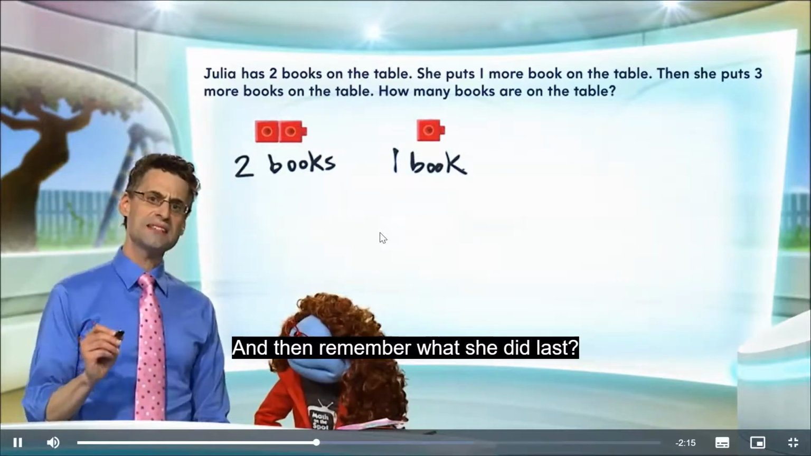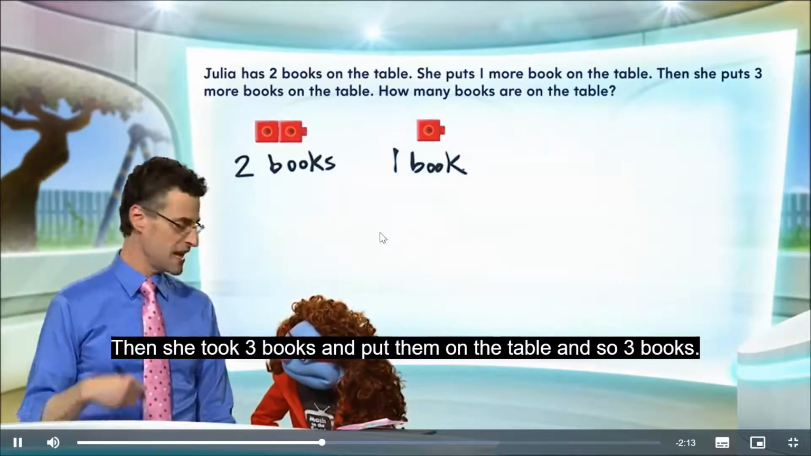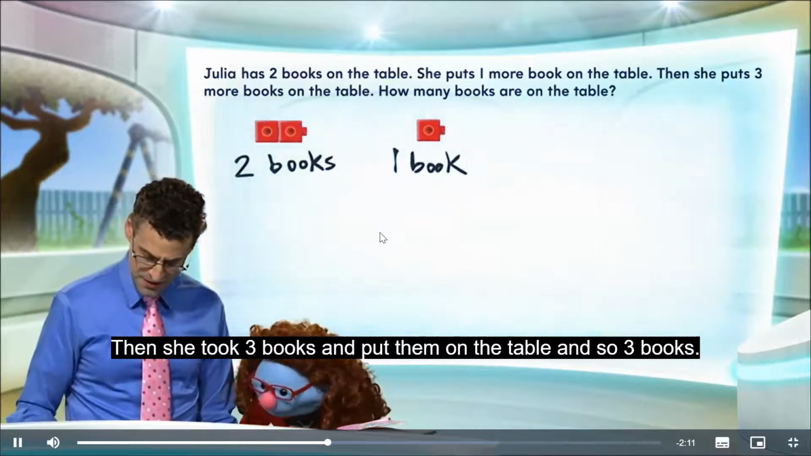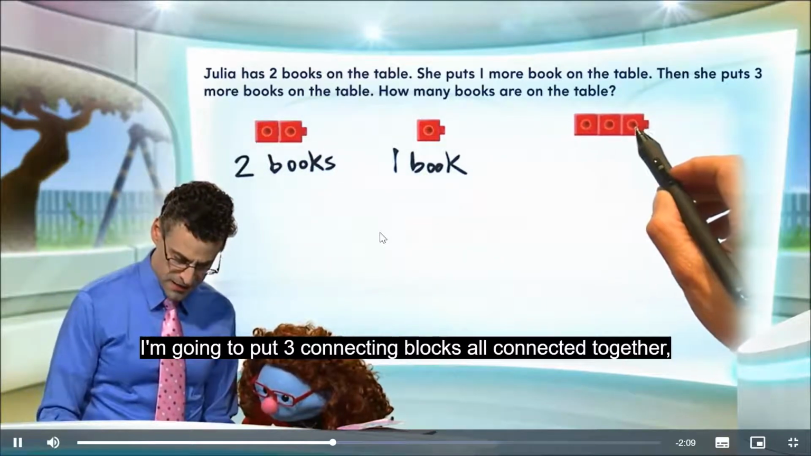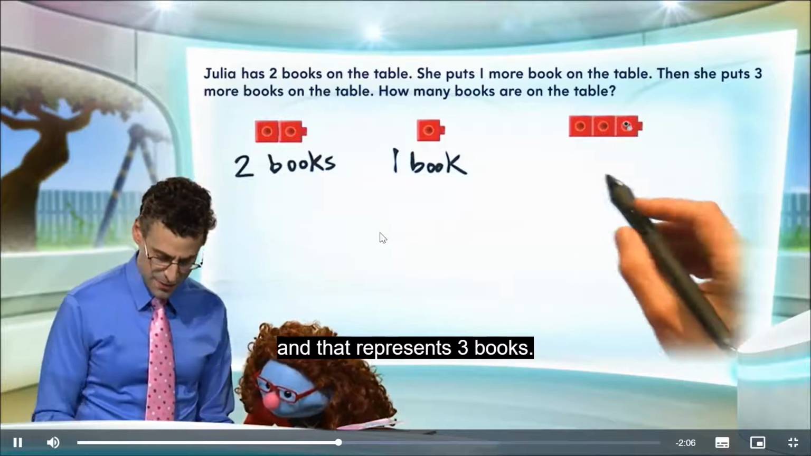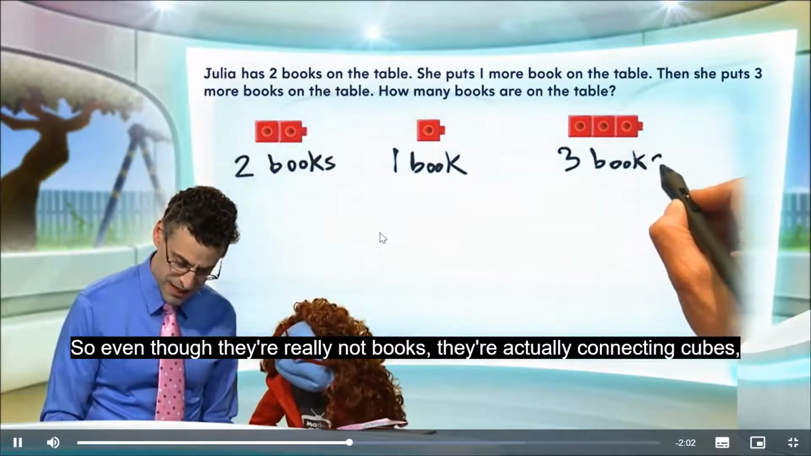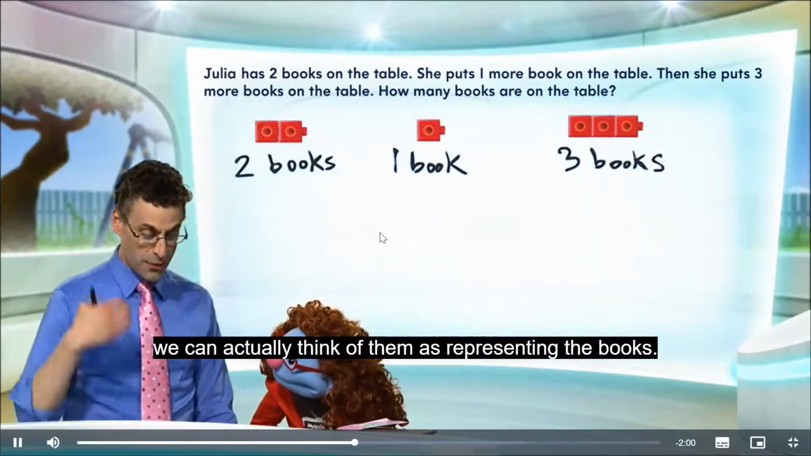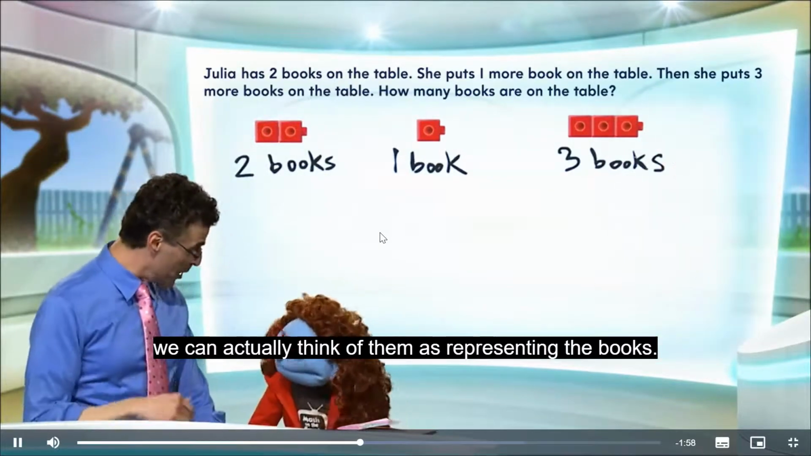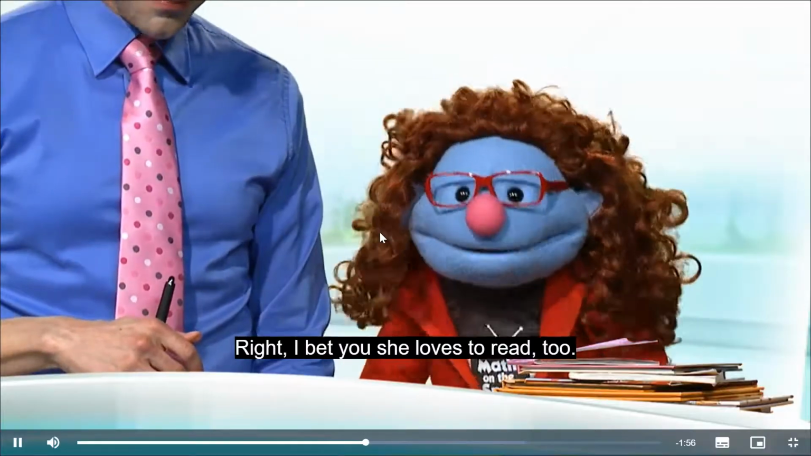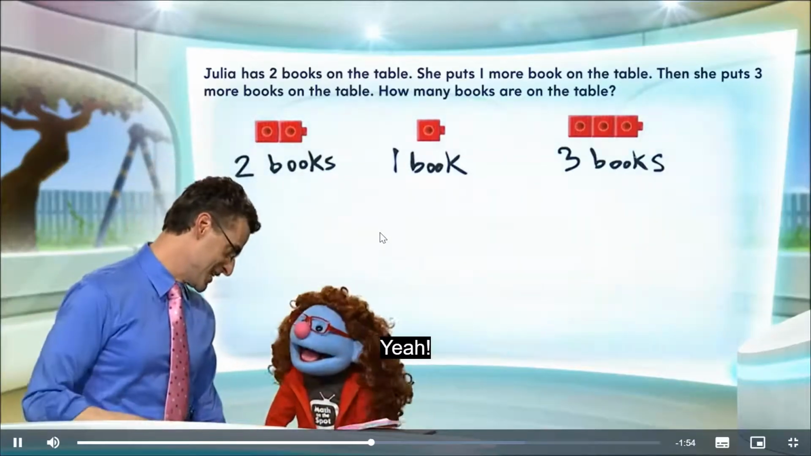And then remember what she did last? Then she took 3 books and put them on the table. And so 3 books, I'm going to put 3 connecting blocks all connected together, and that represents 3 books. So even though they're really not books, they're actually connecting cubes, we can think of them as representing the books. Right, I bet you she loves to read too. Just like you, Jeannie. Yeah.